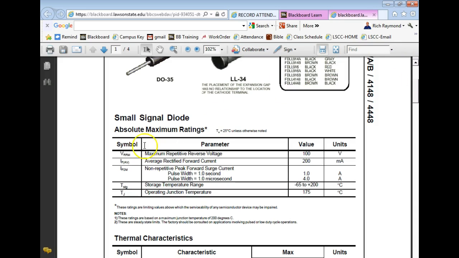So right here, VRRM, the maximum repetitive breakover voltage. So this diode right here won't break over. So we don't break it over at 90 volts. I was wrong. I think it breaks over at 100.